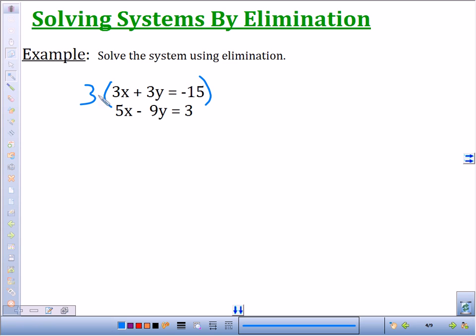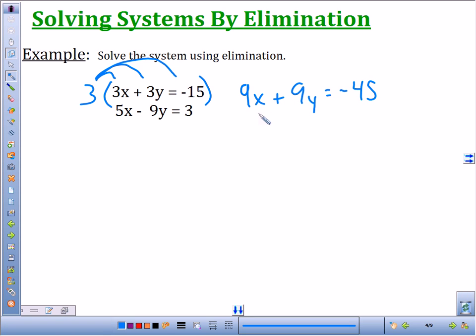When I multiply the top equation by 3, 3 will become positive 9, and the coefficients will be the same number but opposite signs. So I distribute this 3. I get 3 times 3x is 9x, plus 3 times 3y is 9y. 3 times negative 15 is negative 45. On the bottom, the equation stays exactly the same.